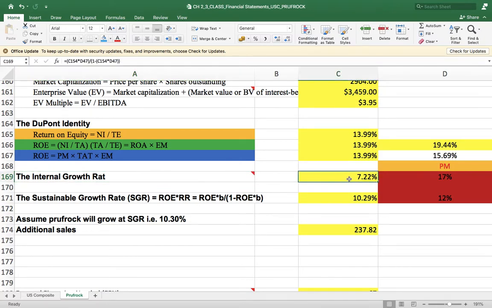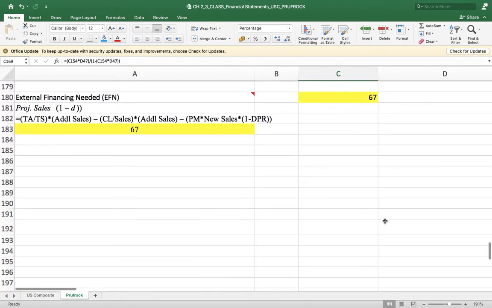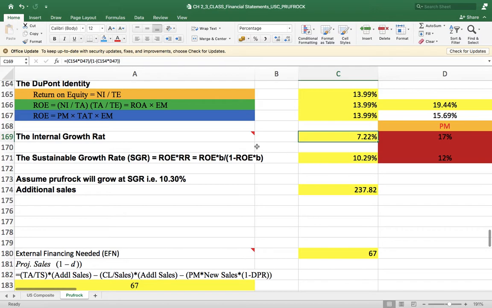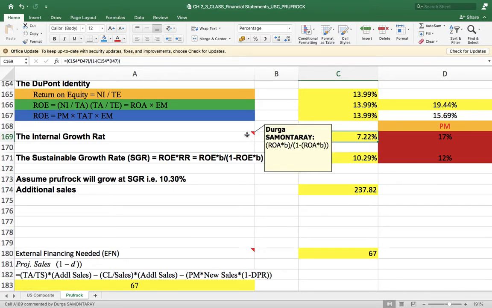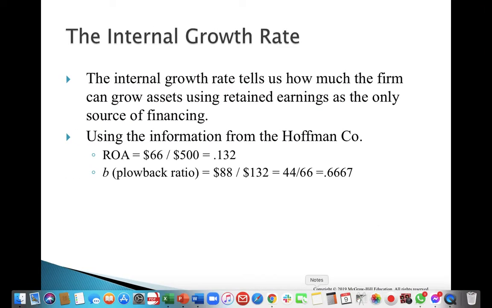We have used that. Your ROA is how much? Written as 10.11%. ROA multiplied by B, where B is 66.67%, that is the retention rate, divided by 1 minus ROA into B. It came to 7.22%. So at this rate, the company grows. Here the Hoffman company's example is provided to you.